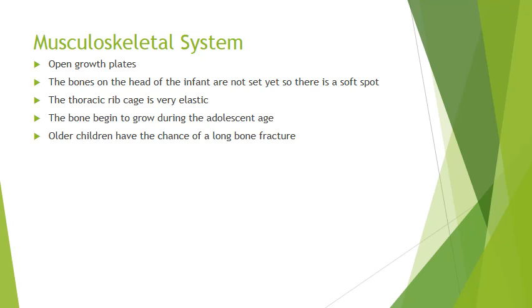Alright, so the musculoskeletal system. They have open growth plates. The bones of the head of infants are not set yet, so they have a soft spot in the back of their head. The thoracic rib cage is very elastic. The bone begins to grow during adolescent age. Older children have the chance of a long bone fracture.